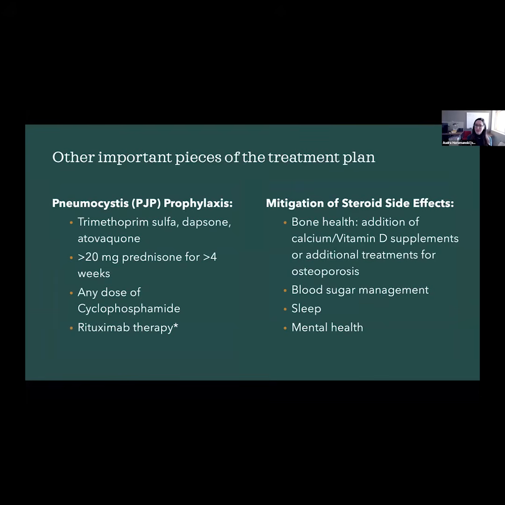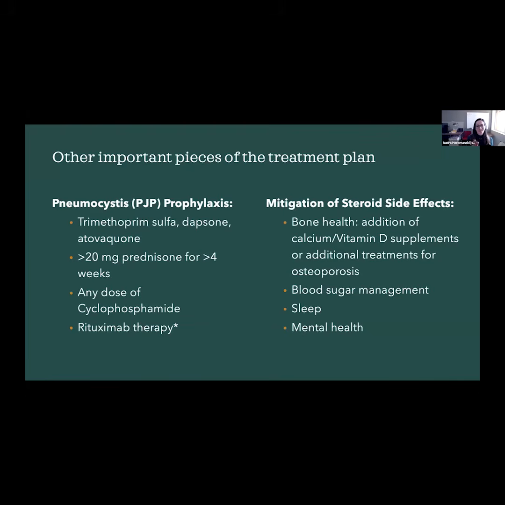The most serious infection that we sometimes see in patients who are using high doses of steroids is pneumocystis or PJP. So all patients who are on greater than 20 milligrams of prednisone for more than 4 weeks, any dose of cyclophosphamide, and ongoing rituximab therapy should get pneumocystis prophylaxis. That's typically done with trimethoprim sulfa, dapsone, or atovaquone.